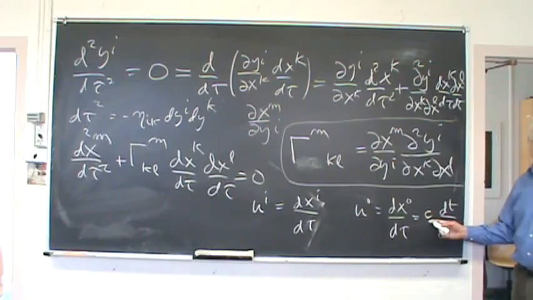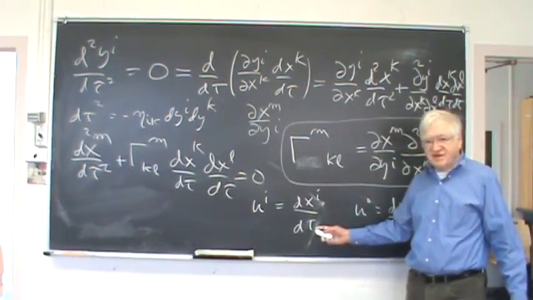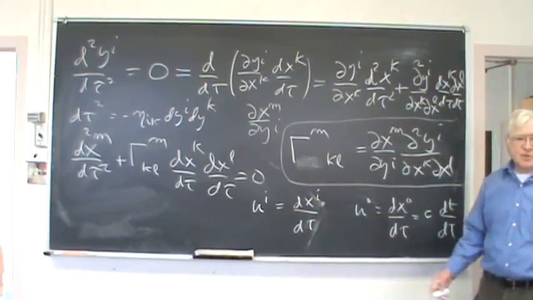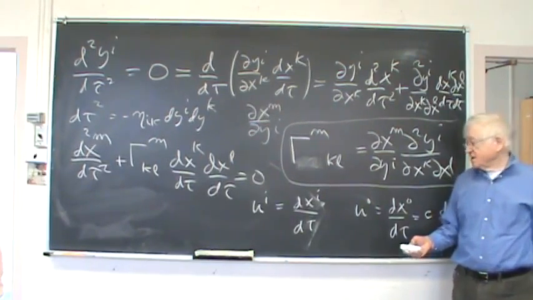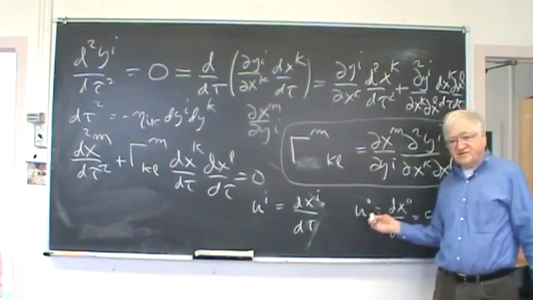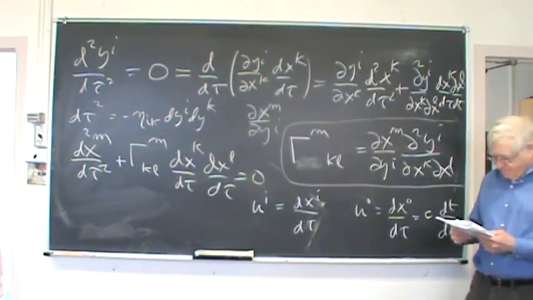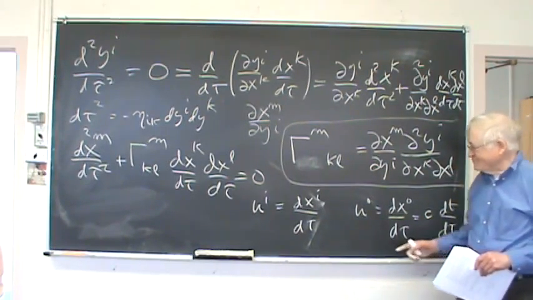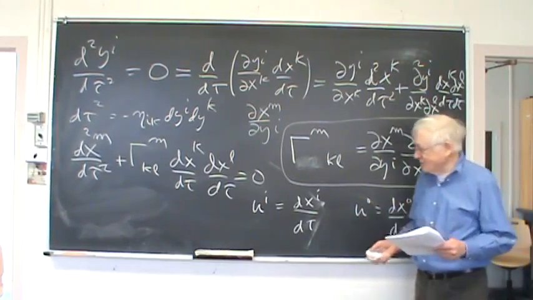But c is a big number compared to slow speeds. On the other hand, dxi/dtau is a v. So ui compared to u0 is what we call beta in special relativity, in other words, v over c. So we're going to ignore this relative to that as a first step to do slow speeds. We're thinking of a plane landing on an airfield, and we better have this small compared to that, or the passengers are in deep trouble.